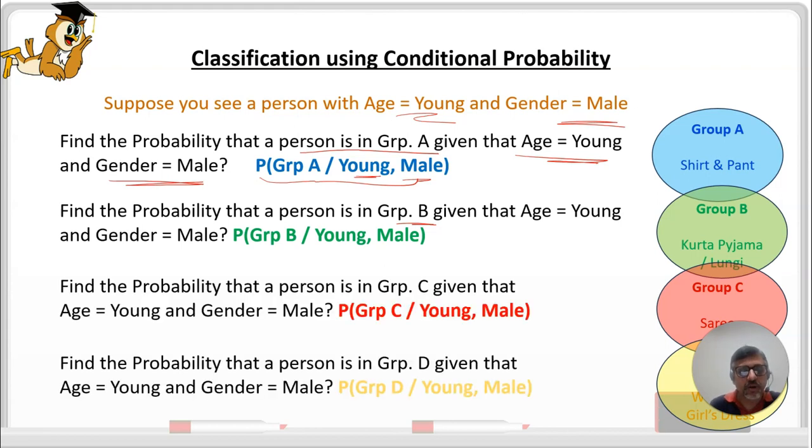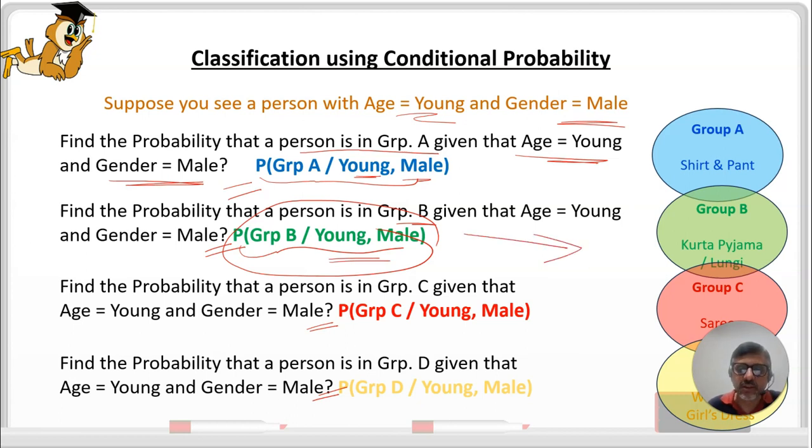You have to find these probabilities, and after having found these probabilities you have to find which of them is the highest, which of them is the greatest, the largest. And depending upon which one is the largest, you are going to predict that this particular person is going to fall in that group. So if the probability of group B given young and male was the highest among these four probabilities, you would assign this person to group B. You would predict that the person falls in group B if this was higher than the others.